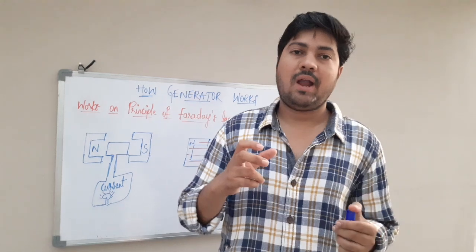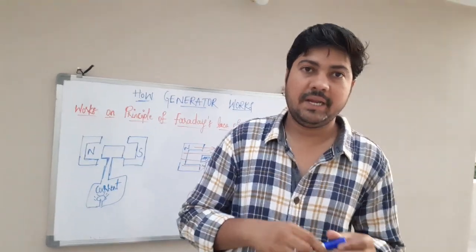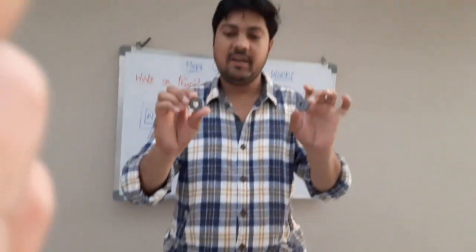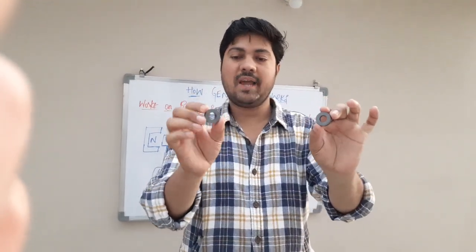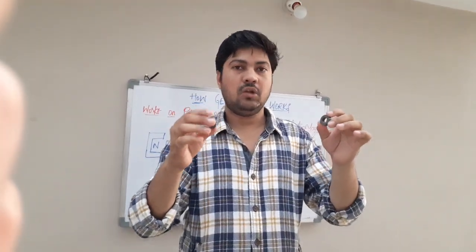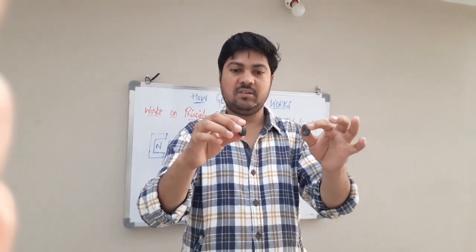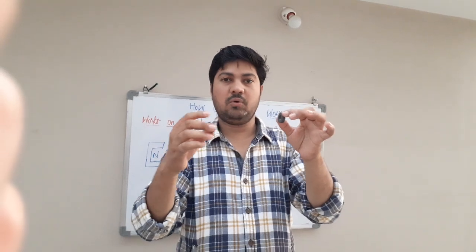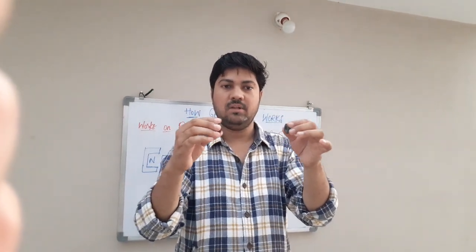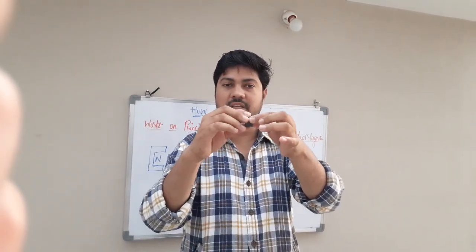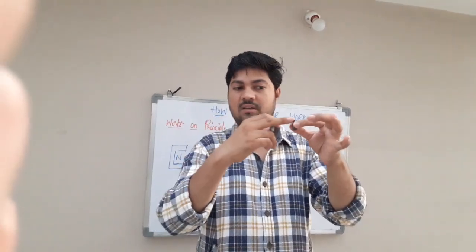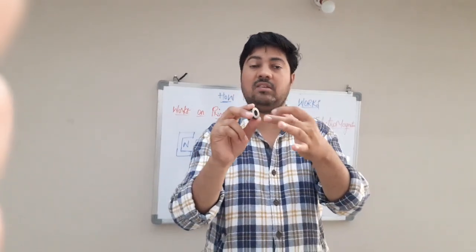In order to understand Faraday's law of electromagnetic induction, I am taking two magnets. These are two round magnets. When I place two round magnets like this at some distance, one side facing the north pole and another side facing the south pole, such that they will attract each other. So one side north pole and another side south pole.